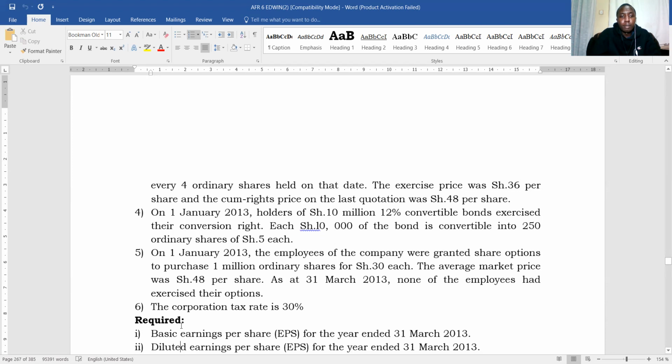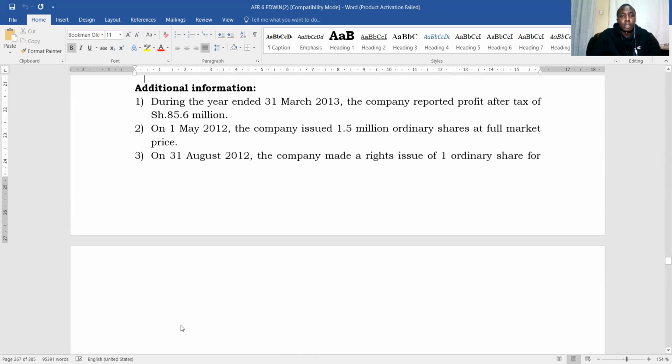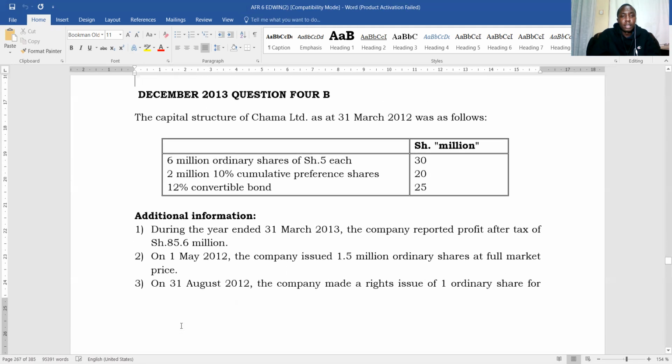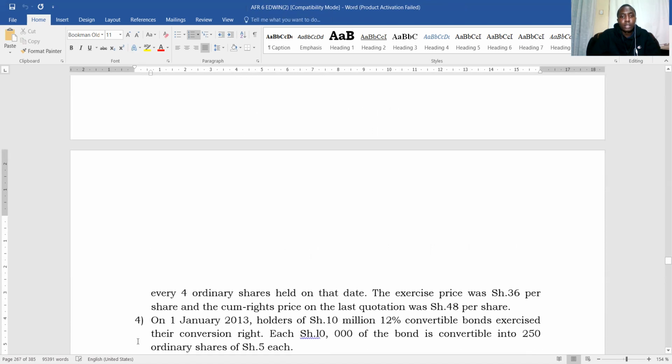Then you are required to compute the basic earnings per share and the diluted earnings per share. For the basic earnings per share, it's all about the profit attributable to ordinary shareholders, which you divide by the weighted average number of ordinary shares. When I come to the diluted part, I will be required to introduce it before we do that question.